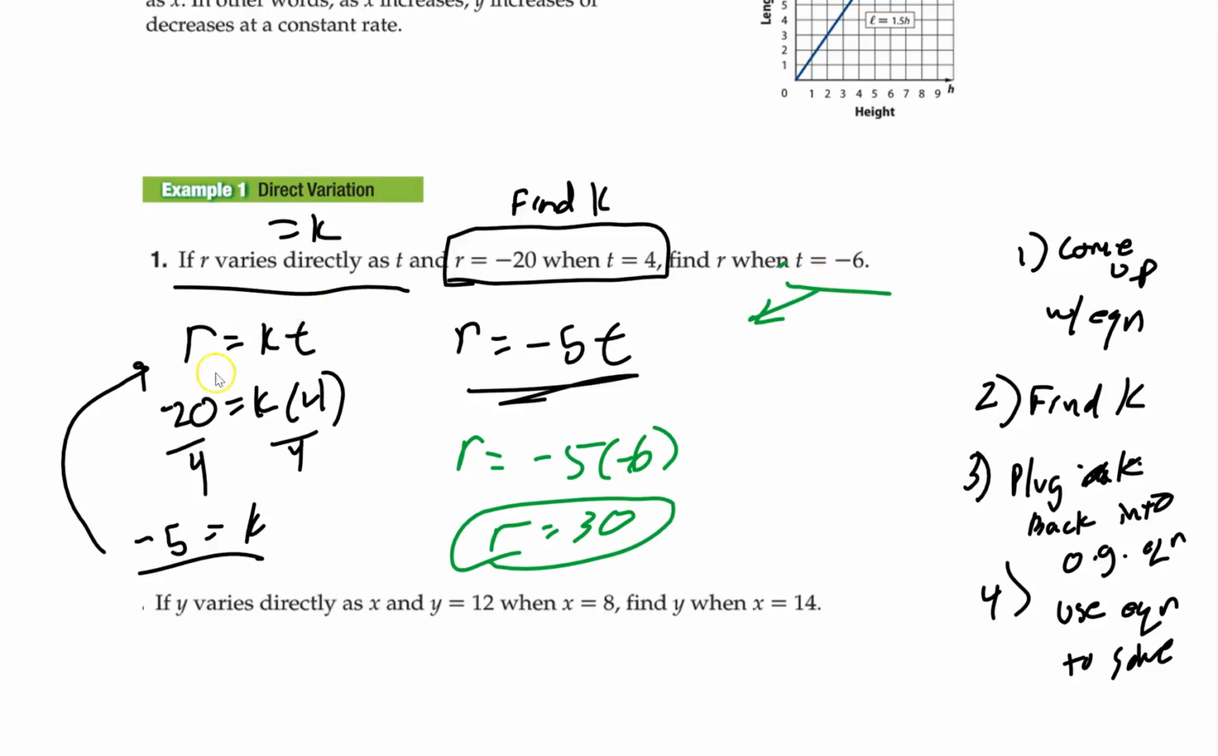We have an equation, set it up, use the information they give you to find your k. Once you have your k, plug it back in. So now you have your actual equation. And once you do that, you can just solve the problem. That's the general idea. And we're going to do this over and over again. It doesn't matter if I say direct, which I am right now. We're going to say joint later. We're going to say inverse. It's all going to be the same. Come up with your equation, find your constant variation, which is k. And once you do that, you have your equation. You can do anything you want.